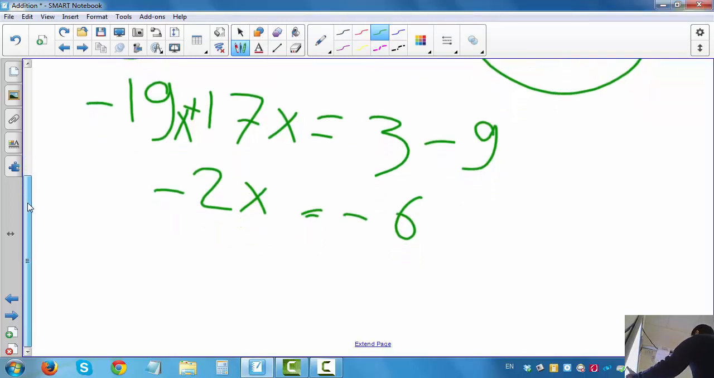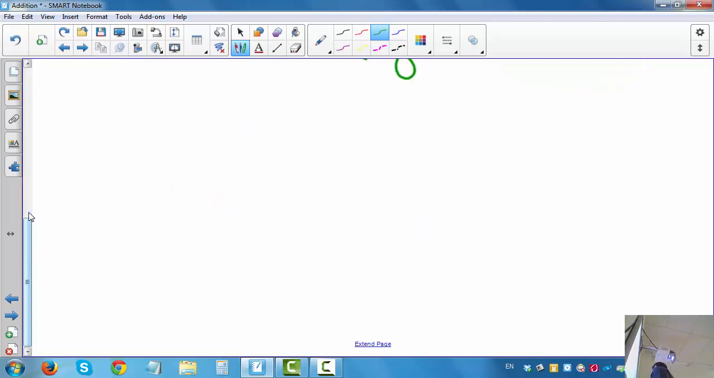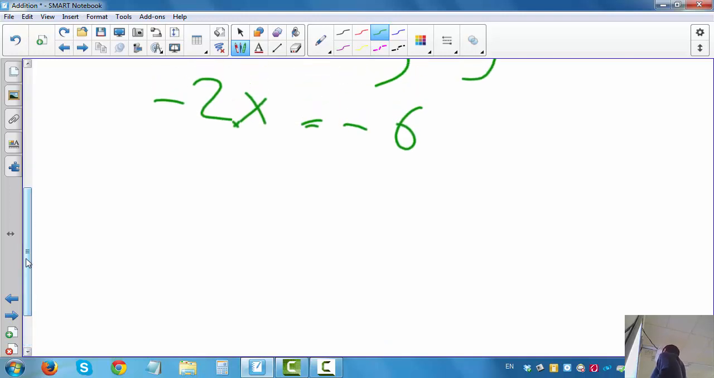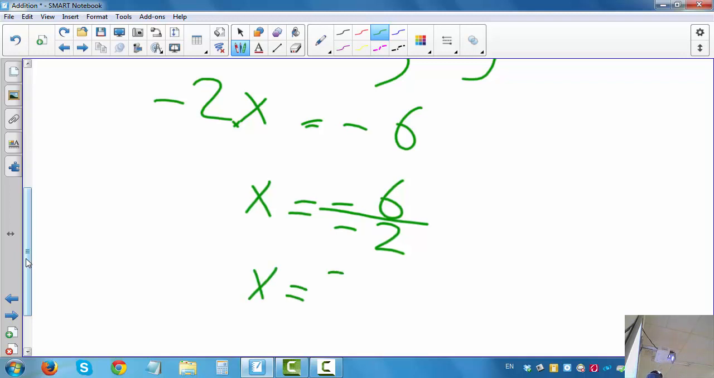Many of you already finished this type of question. This is homework number 1. So the number I am looking at next to the x is 2, and it's multiplication. So x will be alone now, minus 6. This time I'm going to divide it by minus 2. And x equals 3. Done.